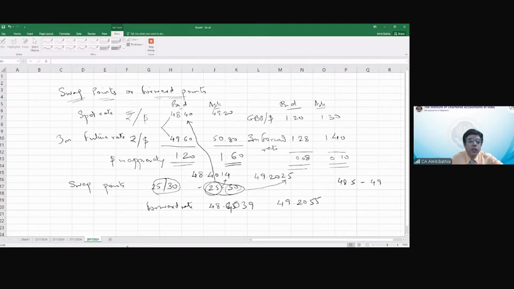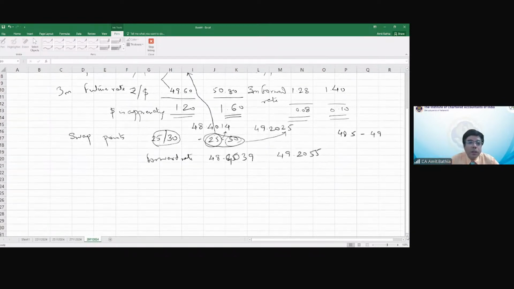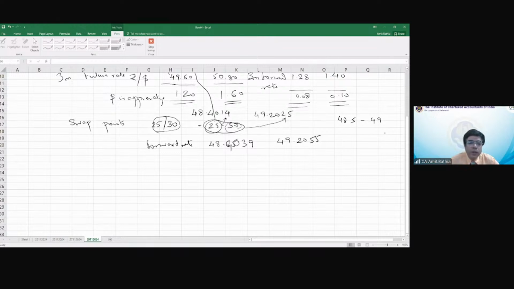I repeat, swap points sometimes are expressed as numerator upon denominator. You can see over here, right? Then how do I identify whether it is to be added or subtracted? Remember, if it is premium, then we add. If it is discount, then we subtract from the spot rate, right?